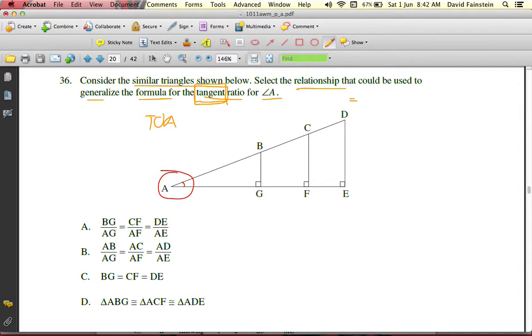But what is this all about? Okay, let me read that one more time. Consider the similar triangles shown below. Okay, I know I have a bunch of similar triangles. Select a relationship that could be used to generalize the formula for the tangent ratio for the angle A. Okay, well, I'm still a bit confused. So what I do now is I look down to my questions.